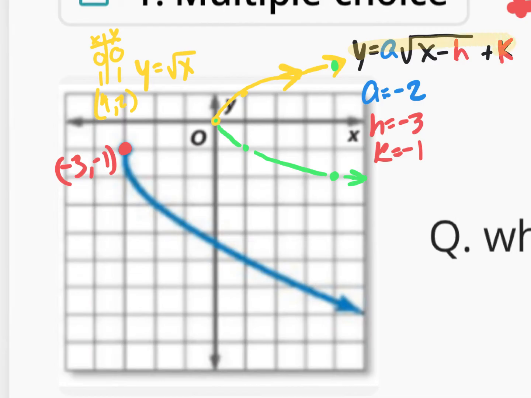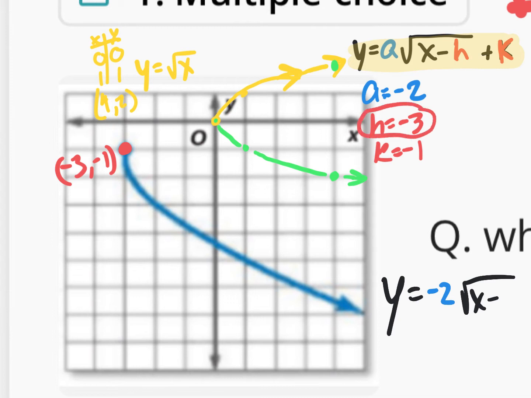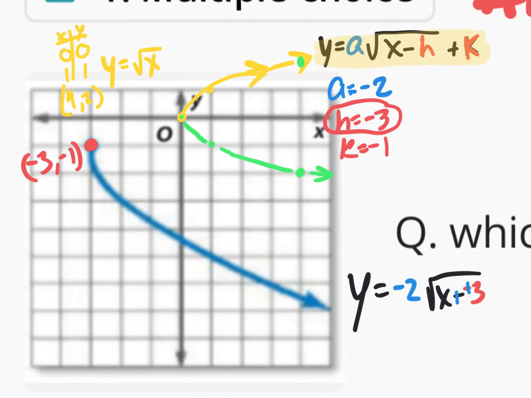Y equals a square root of x minus h plus k. So let's do that. That will be y equals a, we said a is negative 2, square root of x minus h, and h is a negative 3, so that's a negative 3. So we know that that's going to change to a plus 3. And then we also have the k value being negative 1, so plus the k value of -1. And of course, we don't need a plus negative. We could just write a minus right here. But anyways, this is our answer.